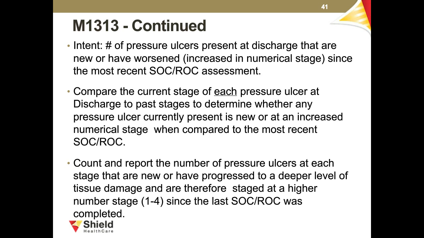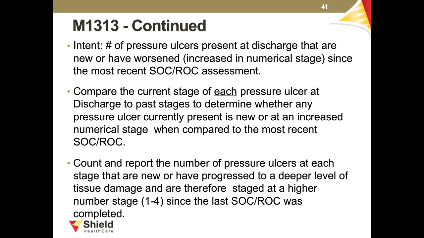And the 2-step process is first to compare the current stage of each pressure ulcer at discharge to what stage that ulcer was in the past. Again, I'm looking back in the record. Was it worse before? Has it gotten worse or not? So what was it originally? What is it now? We never go backwards. We only go forward. And the second part is I have to count and report the number of pressure ulcers at each stage that are new or have progressed to a deeper level, and therefore are staged at a higher number, the stage 1 through 4, since the last or most recent start of care or resumption of care was completed. Now, this 2-step process is important because if you just count the number of pressure ulcers at each stage or the number that are unstageable, you will not get the same data.